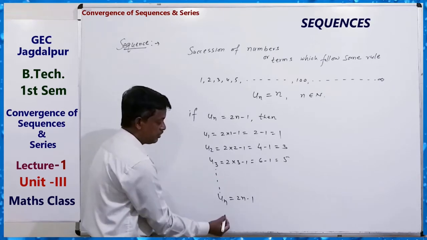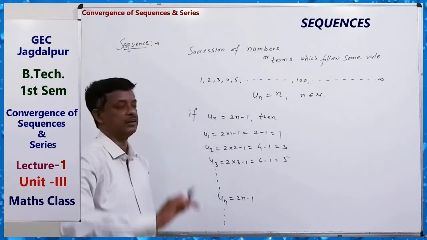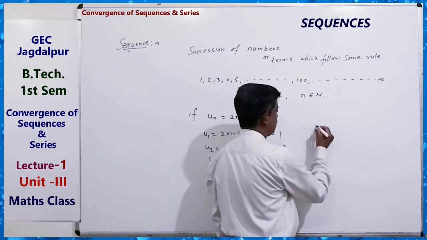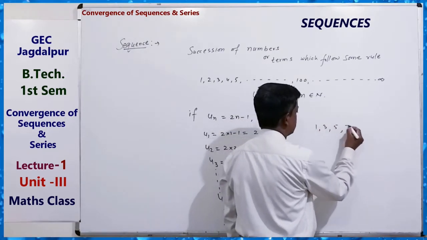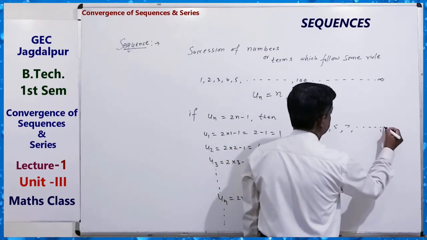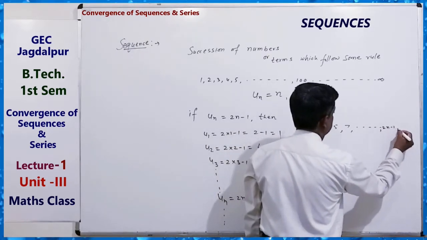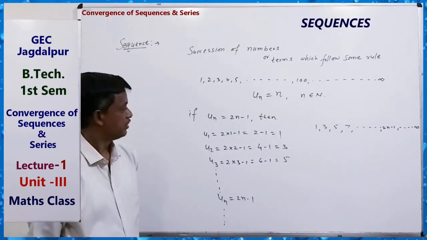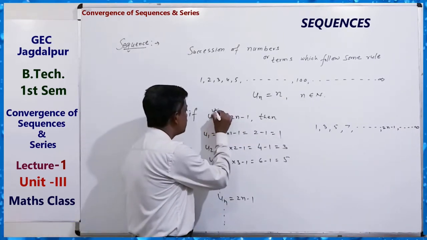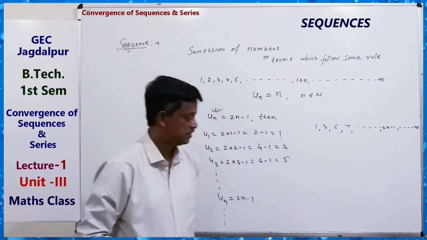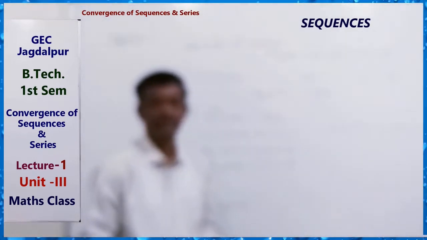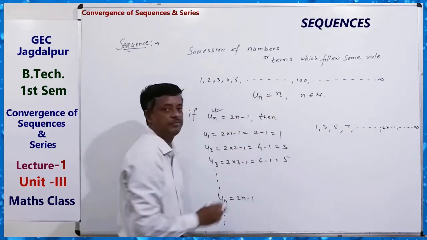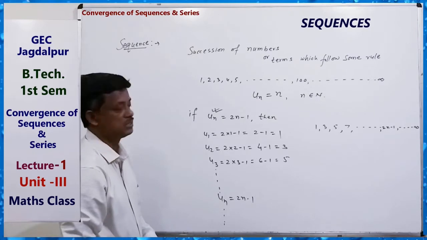If n tends to infinity, then you can get infinite elements. So we can get the sequence as 1, 3, 5, 7 and so on. The nth term is 2n minus 1, and so on up to infinity. This is an infinite sequence. So this is the nth term. We see the nth term of a sequence is always a function of n.